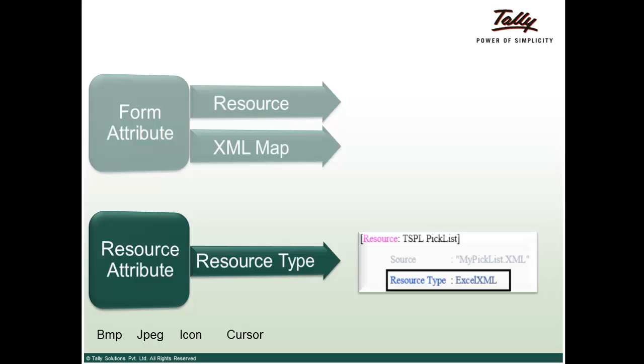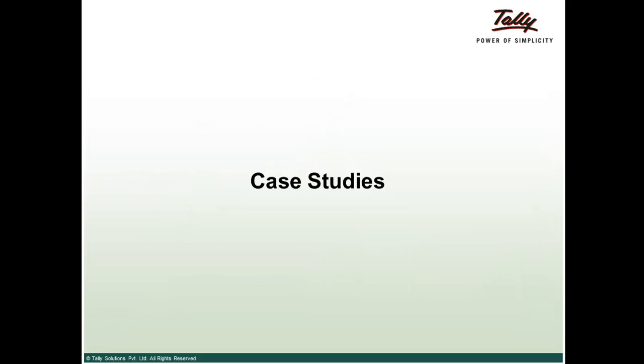In release 5.0, to support the feature print from productivity suite, the resource definition is enhanced to allow inclusion of Word XML, Excel XML, XML, ODT, ODS as resource types. Let us now understand the relevance and usage of each of the attributes with the help of few case studies.